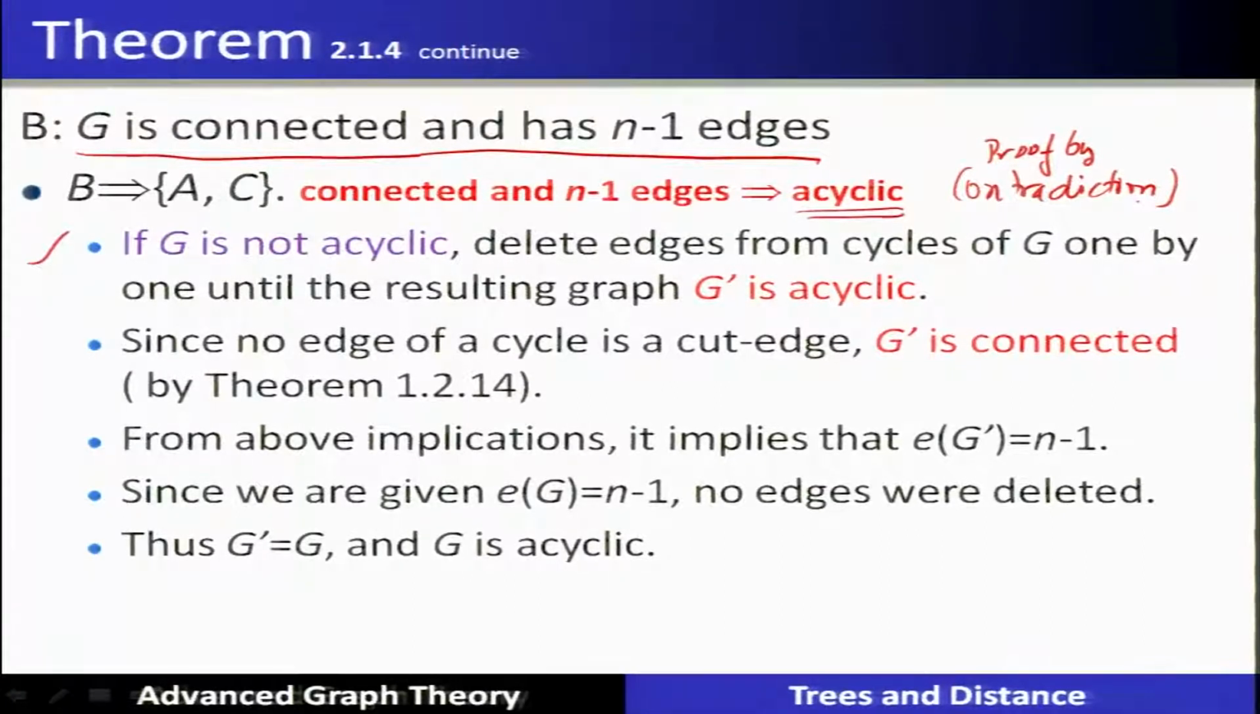Suppose this graph is not acyclic, then we can delete edges from this cycle. We can delete some of the edges, either this edge or the other edge. So we can delete edges from the cycle of G one by one until the resulting graph, called G prime, becomes acyclic. That means a graph which is not acyclic can be converted to an acyclic graph by deleting some of the edges. Now, you know that no edge on the cycle is a cut edge. That particular characterization we have seen in the earlier slides.